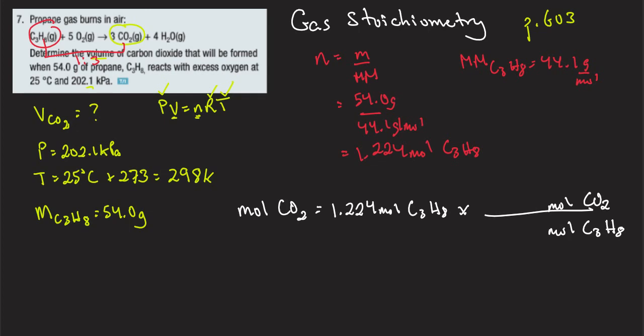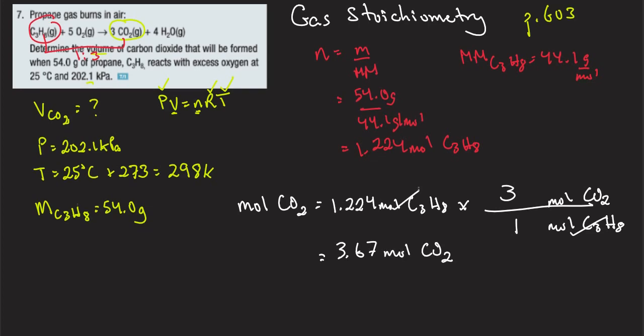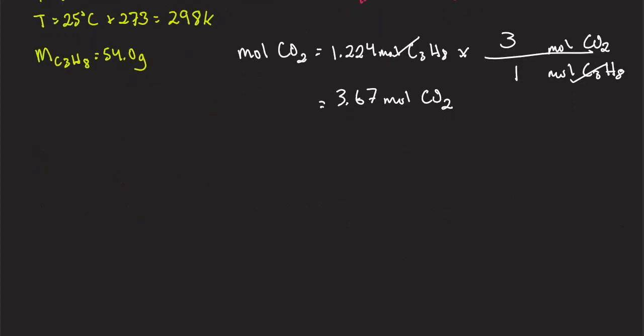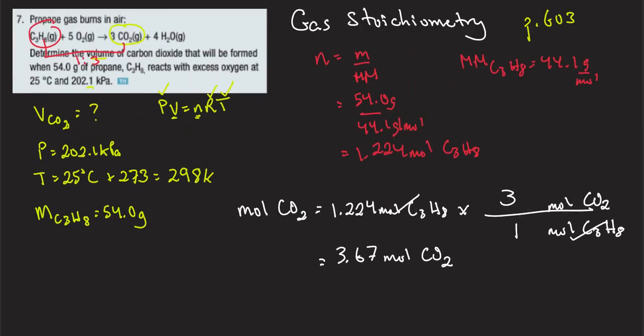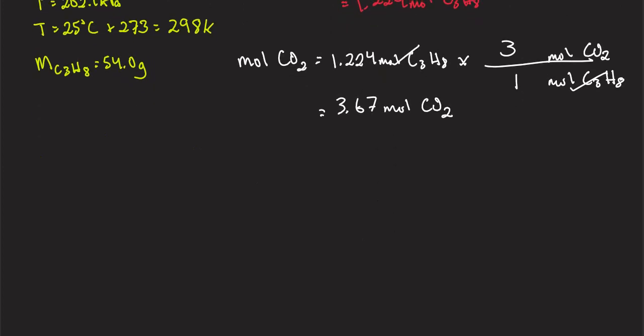Okay, now this is a mole ratio. So the coefficients associated with CO2 and propane are the ones we're going to want to look at. So we look at the balanced equation. CO2 has a coefficient of 3 and propane has a 1. So notice units cancel out, right? And we're left with 1.224 times 3, which is 3.67 moles of CO2. Okay. Now we have the number of moles of CO2. Going back to how we've analyzed this question, now we have moles, and all we need to figure out is volume. So that's the next part.